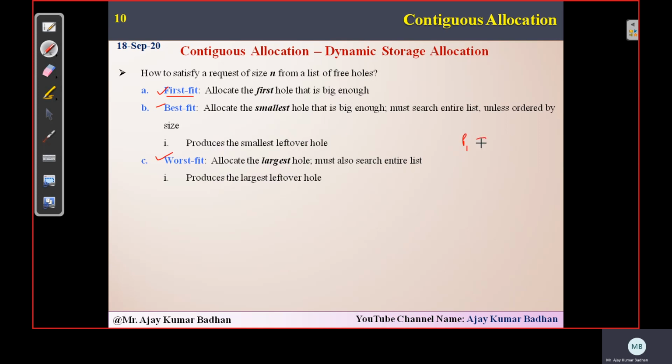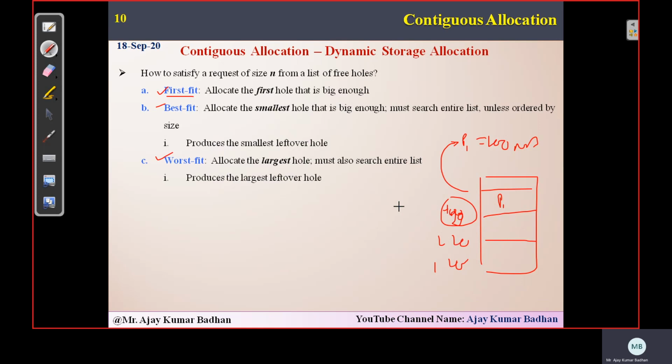For example, P1 requires 100 MB, and we have partitioned your operating system in a fixed size. Suppose the slots are 120 MB, 120 MB, 120 MB. Whichever first empty space can satisfy this particular process will be allocated. So P1 will be allocated to the 120 MB slot.